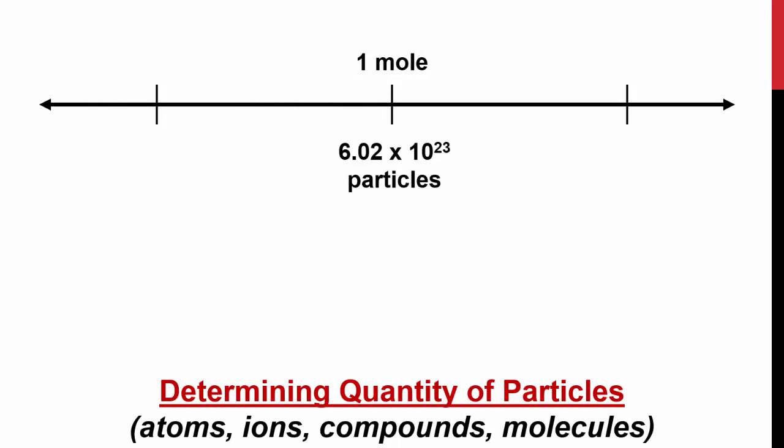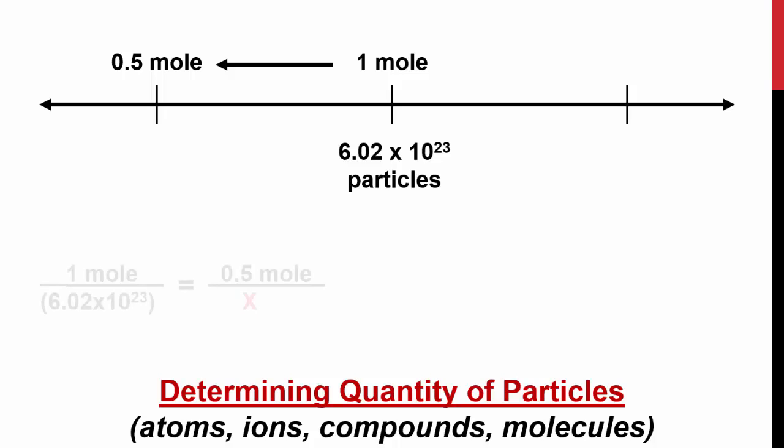So now let's try to determine if you have 1 mole, which is 6.02 times 10 to the 23rd particles, let's try to figure out what happens if we decrease or increase the quantity of a mole. So now let's say we take our 1 mole and we divide it by 2, and we halved it by 50%. How many particles do we have?